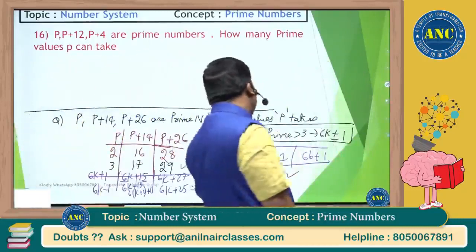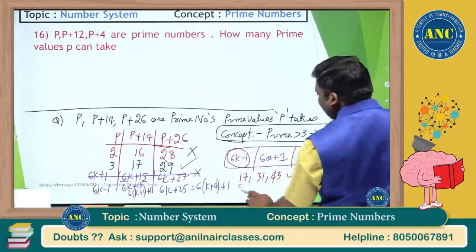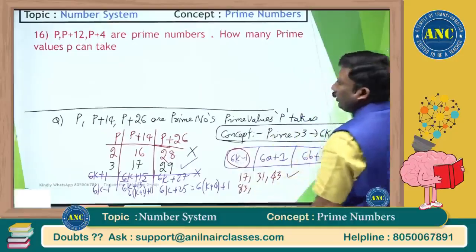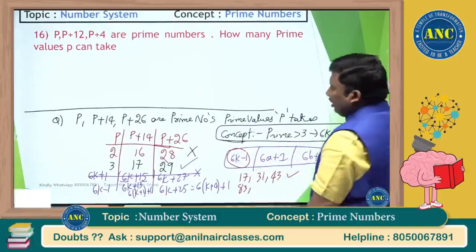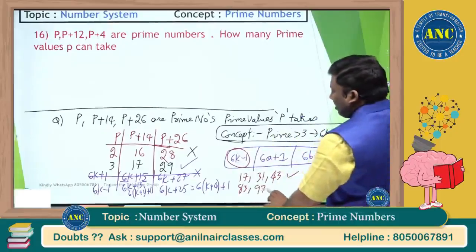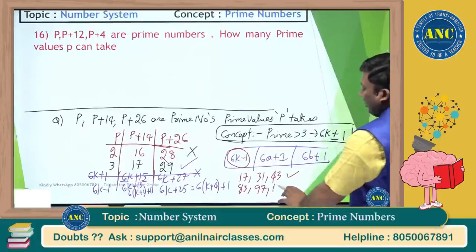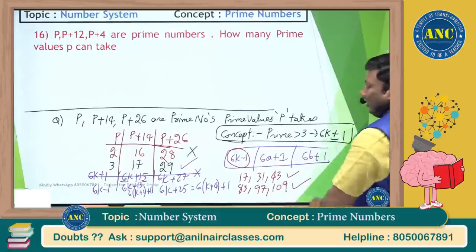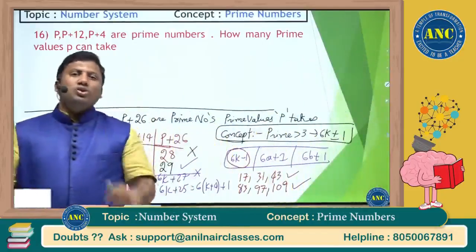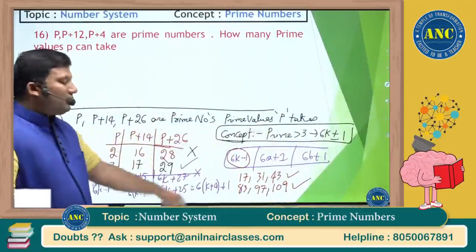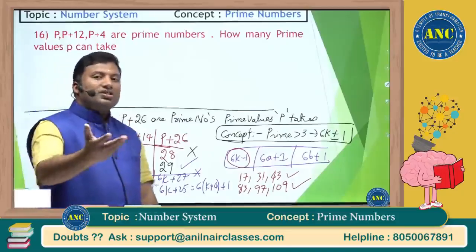17, 31 and 43, all these three are prime numbers? Definitely yes. Let me take another prime number, 83. It is 6 into 14 minus 1. 83 plus 14 is 97. 83 plus 26 is 109. It is also a prime number. That means I just took two samples which are of the form 6k minus 1. There could be some more.